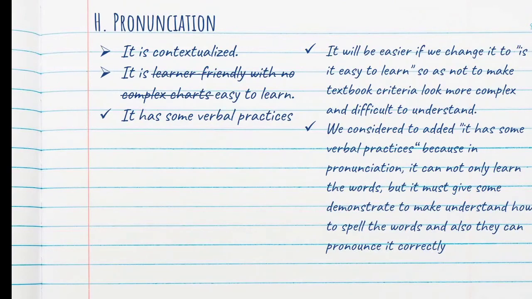Okay, thank you. I'm Nur Wahyuning Putri and will explain about pronunciation. In pronunciation, we have 2 points and 1 point from us that we add. So in pronunciation, it is contextualized and it is easy to learn. It will be easier if we change it to "is it easy to learn," so as not to make the textbook criteria look more complex and difficult to understand.